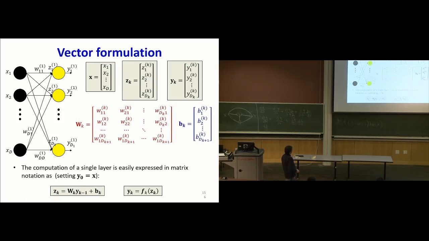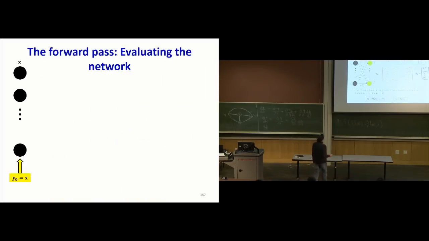And then when I do so, here is the little equation you're going to get. You're going to get that zk at any layer is going to be the weights matrix times the y at the previous layer plus the bias, and the y is simply the activation function, which you can think of as a vector activation applied to this affine combination.